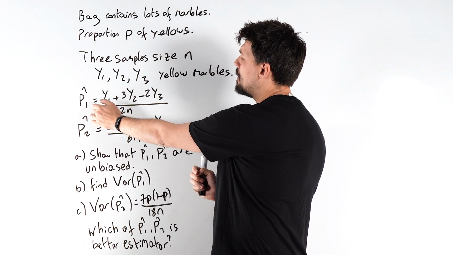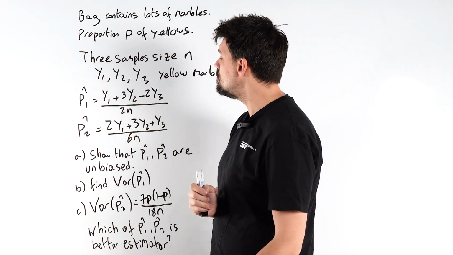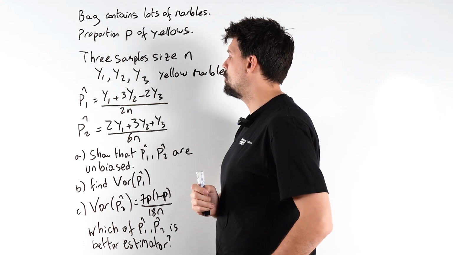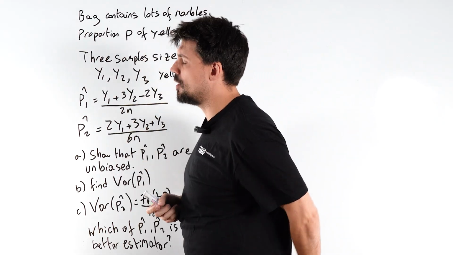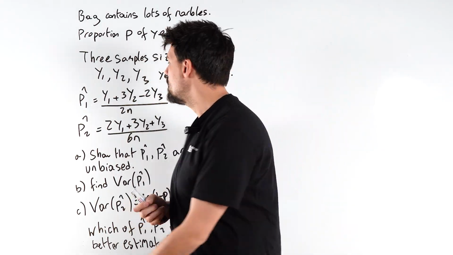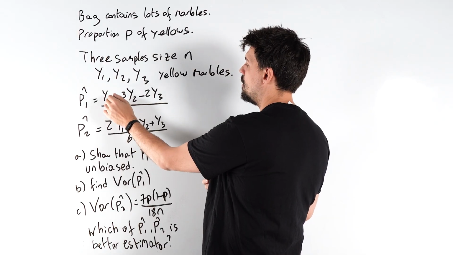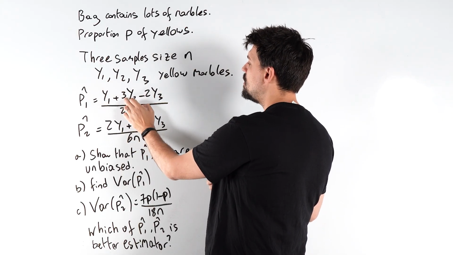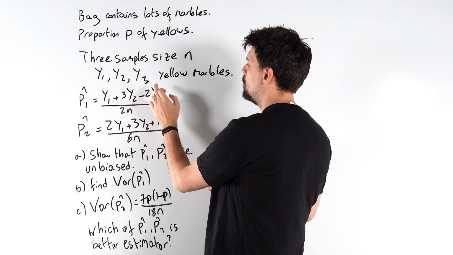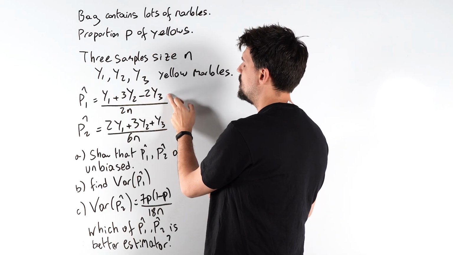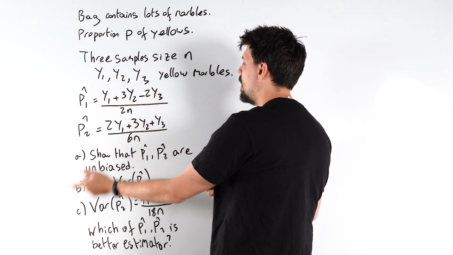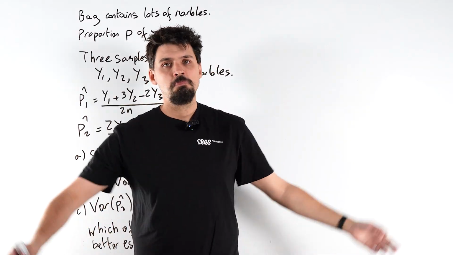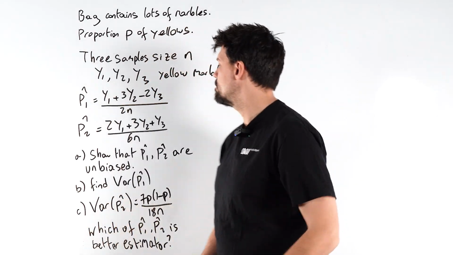These are going to be my first estimator for the proportion of yellows in there. For whatever reason, on the whim this day, I decide I'm going to take the number of yellow marbles in the first sample, 3 times the number in the second sample, twice the number of yellow marbles in the third sample, add, subtract them in this way, and divide by 2n. Sure, why not? You go nuts.